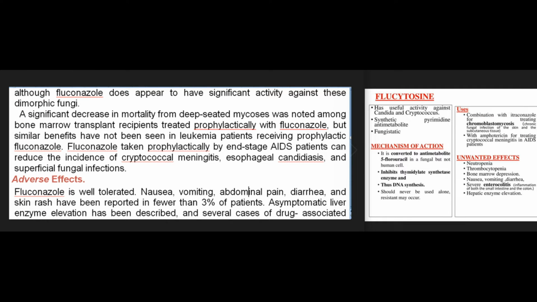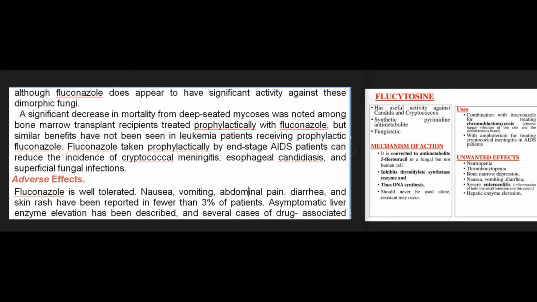these dimorphic fungi. A significant decrease in mortality from deep-seated mycoses was noted among bone marrow transplant recipients treated prophylactically with fluconazole, but similar benefits have not been seen in leukemia patients receiving prophylactic fluconazole. Fluconazole taken prophylactically by end-stage AIDS patients can reduce the incidence of cryptococcal meningitis, esophageal candidiasis, and superficial fungal infections.